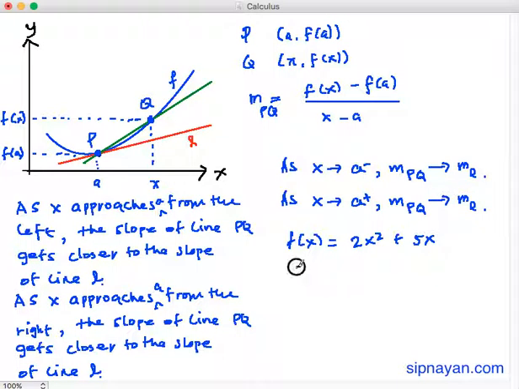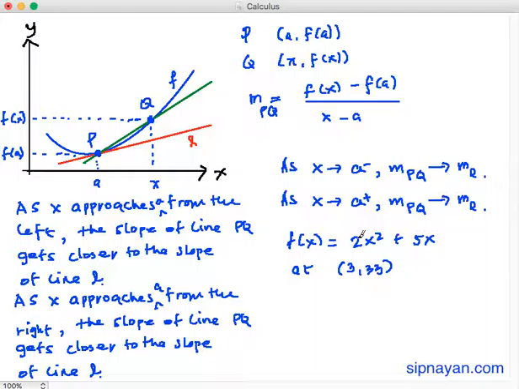At x equals 3, ano natin, pag ang x natin ay 3, ano ang y natin? So, 3 squared, this is 9 times 2 is 18, plus 15, 33. So, ito yung point natin.